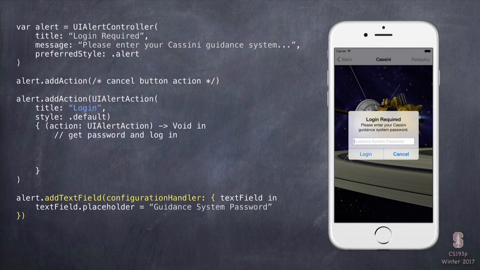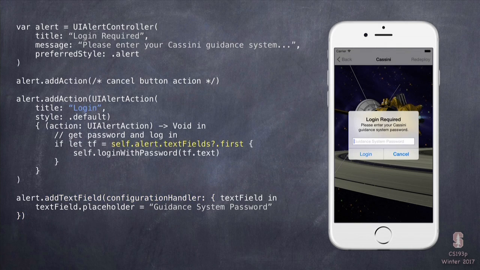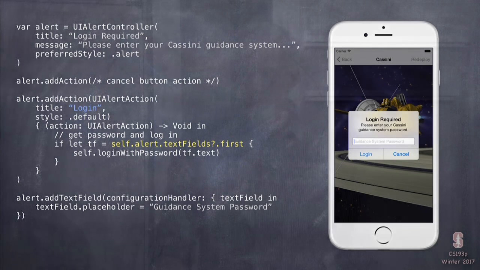And then the way you get the text out in your action, okay, this is the login button's action right there. I'm going to get the alert and ask for its text fields, which is an array of text fields, because I said you can have more than one text field. I'm going to get the first one out of there, because I only have one. I could do at sub 0 and sub 1, whatever, depending on how many I have. And then I'm going to get the text out of it. All right, so now I have the text out of the text field, so it's really easy. Okay, so that's how the text fields work.